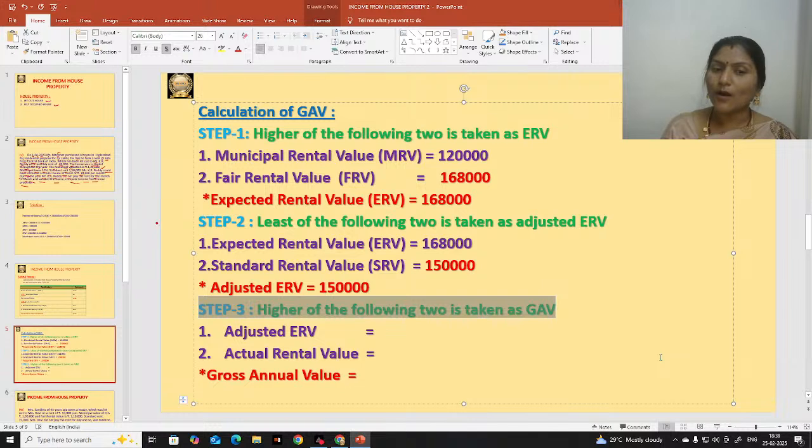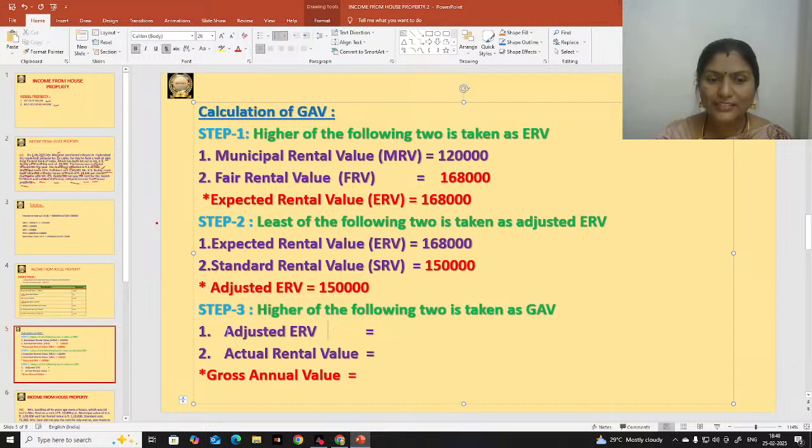Okay. So now, higher of the following two is taken as GAV. What are those two? First one is adjusted ERV. Always the first one will be the answer of the second step. We actually ascertained adjusted ERV in the previous step. How much is it? 1,50,000. So you can take here 1,50,000. And next, actual rental value, that means ARV.